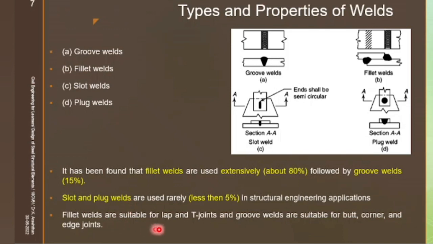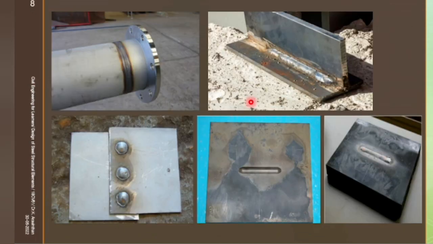Fillet welds are suitable for lap and T-joint, and groove welds are suitable for butt and corner joint. Fillet weld, you can use at a T-junction, where you will be having beam and column. These are the practical examples. When you are connecting the member, see this is the base of a column. There can be any column member, and this is the base of the column. These two have to be joined.